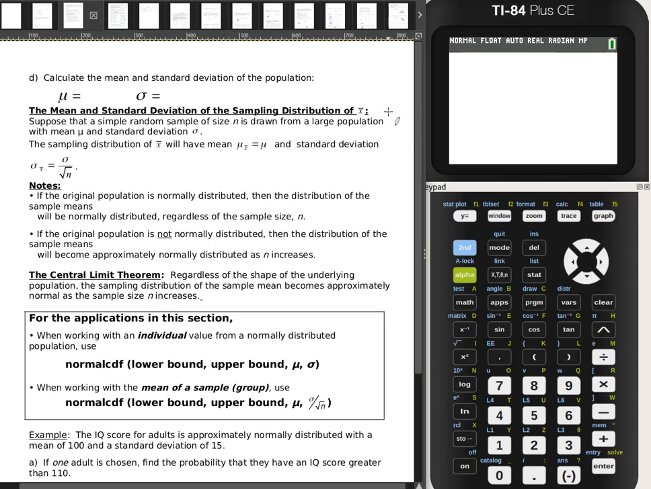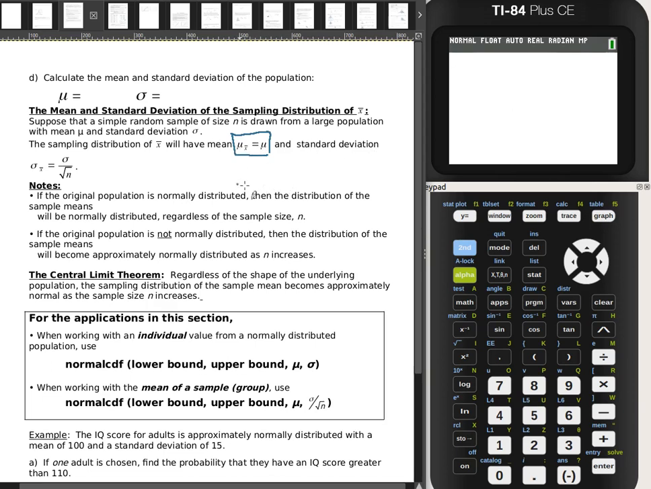We will have a little definition here: if you're taking simple random samples of size n from a large population that have the mean mu and the standard deviation sigma, then the sampling distribution of the sample mean will have its mean, which we will write as mu sub x bar. That's going to be the mean of the sampling distribution of the mean. It will be the same as the population mean, so that's really fantastic.